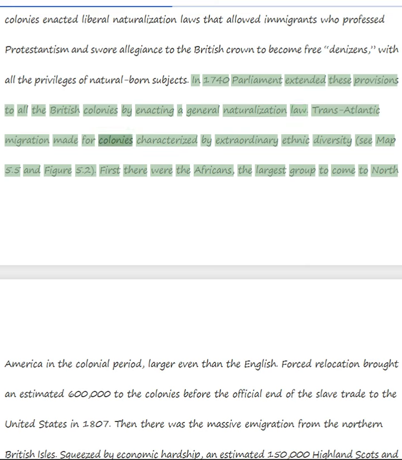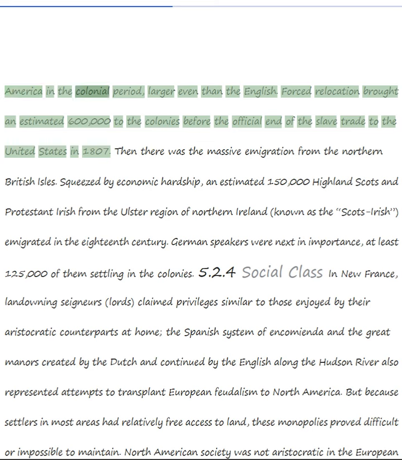Transatlantic migration made for colonies characterized by extraordinary ethnic diversity. First there were the Africans, the largest group to come to North America in the colonial period, larger even than the English. Forced relocation brought an estimated 600,000 to the colonies before the official end of the slave trade to the United States in 1807.